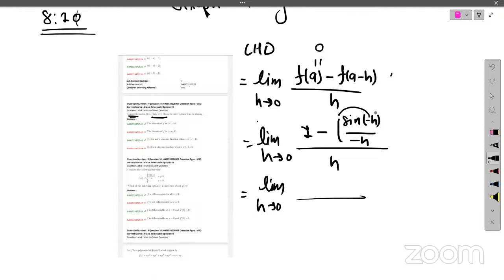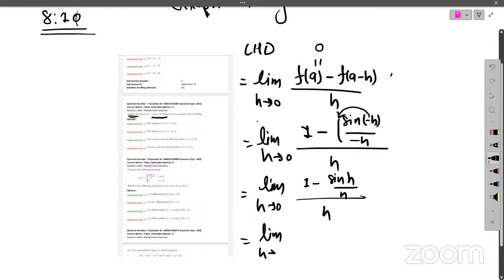So that's why this minus will jump here, and minus will get cancelled out. So ultimately it will become 1 minus sine of h upon h, and upon h. So here if you take the LCM, we'll get a much simpler expression: h minus sine of h upon h square. This is again 0 by 0 form.